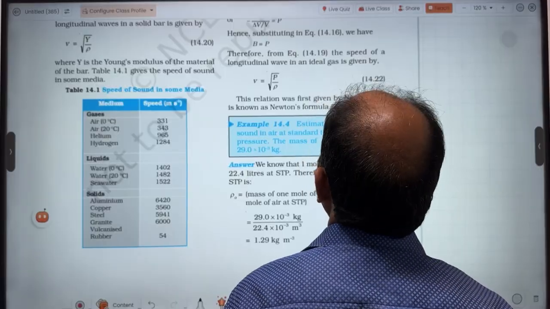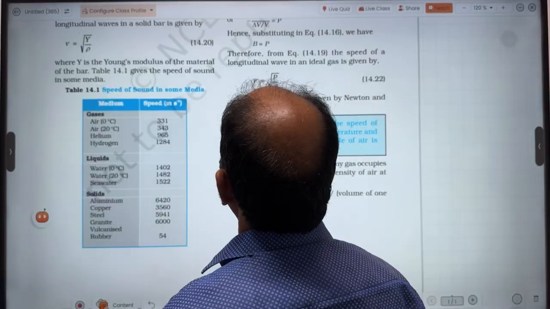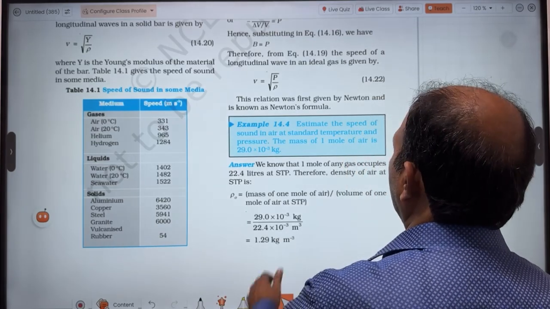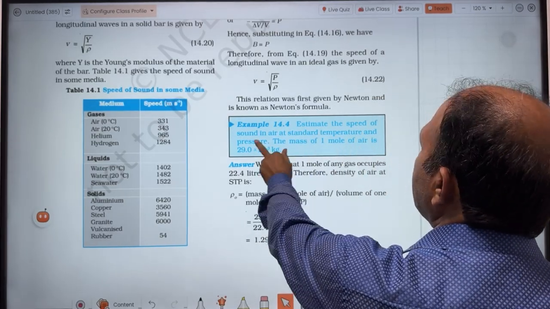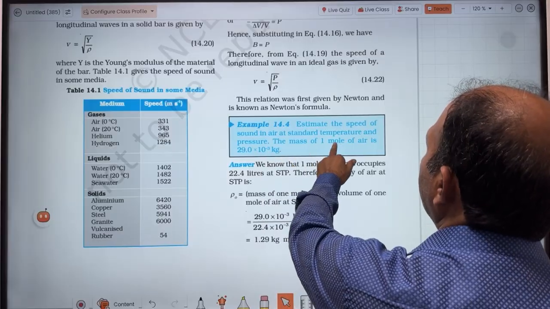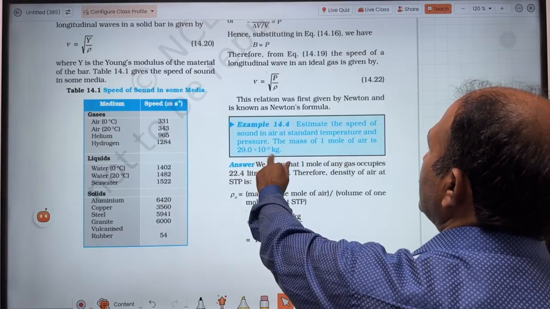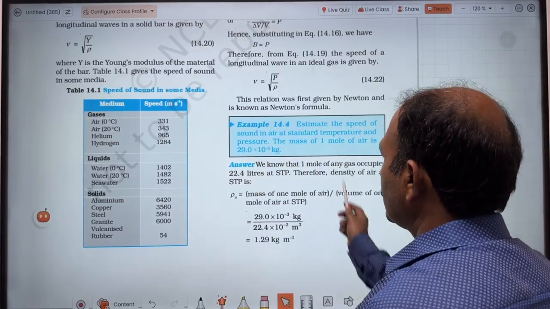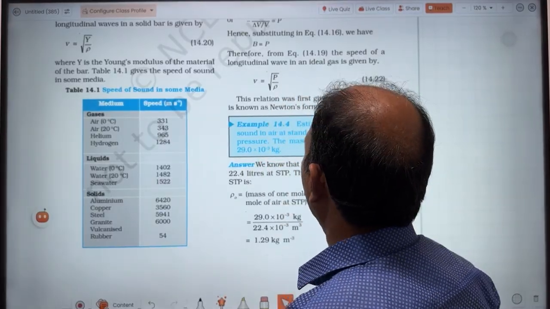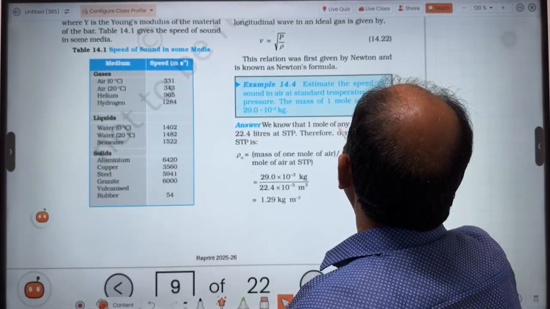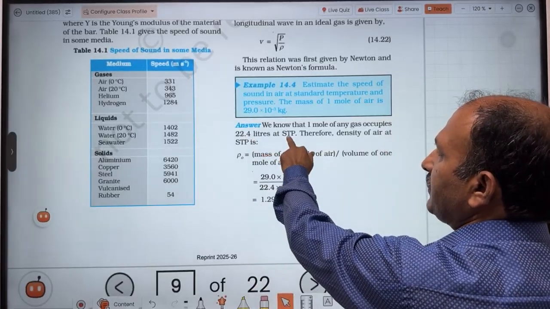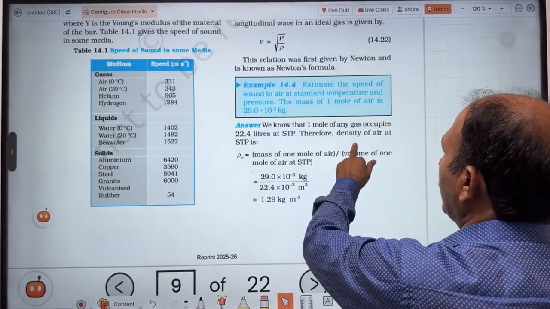But let's calculate whether this relation is correct or not. So here there is one practical question. Estimate the speed of sound in the air at standard temperature and pressure. The mass of 1 mole of air is 29.0 into 10 power minus 3 kg. So this is the information, and now we are going to evaluate the value of v. We know that 1 mole of any gas occupies 22.4 liters at STP. STP means standard temperature and pressure.